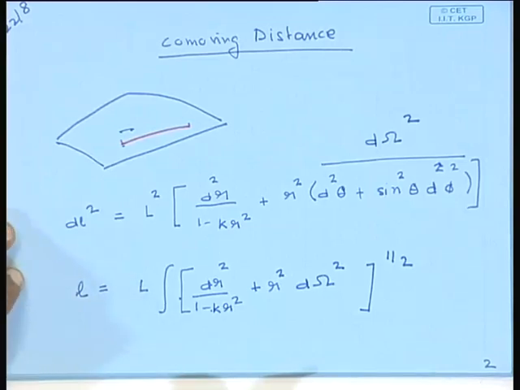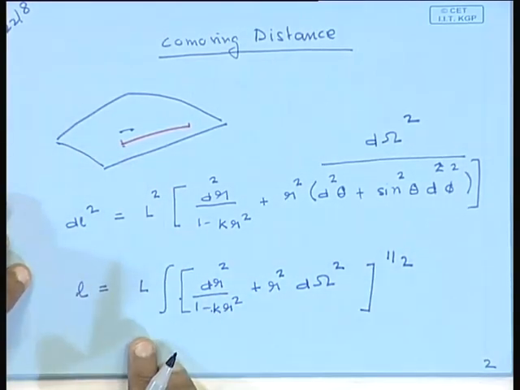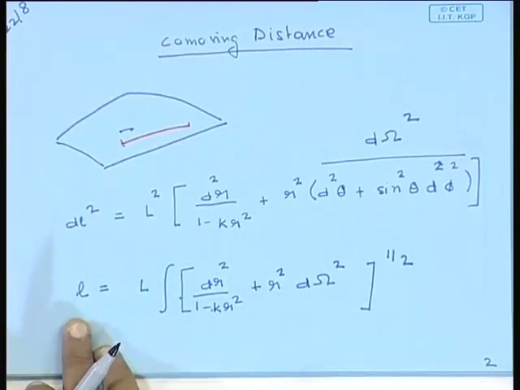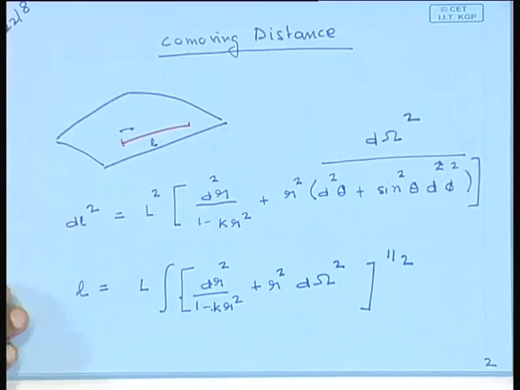Usually the curve will be parametrized by giving r, theta and phi in terms of some parameter lambda. So, I can just convert this into a single one dimensional integral. So, this gives me the comoving distance between 2 points at an arbitrary separation.